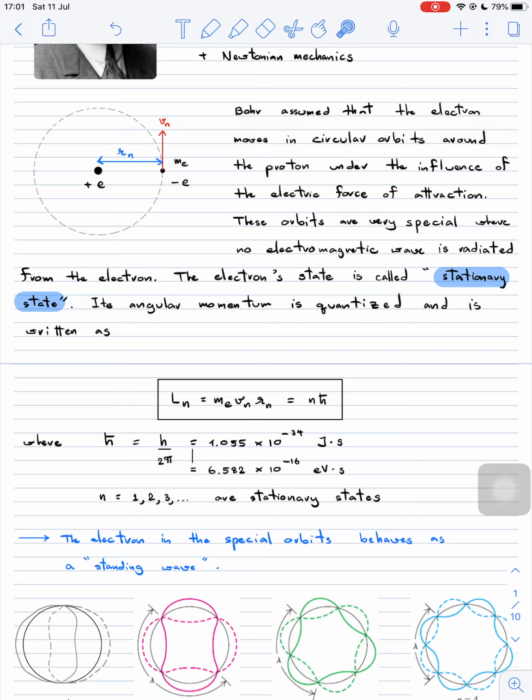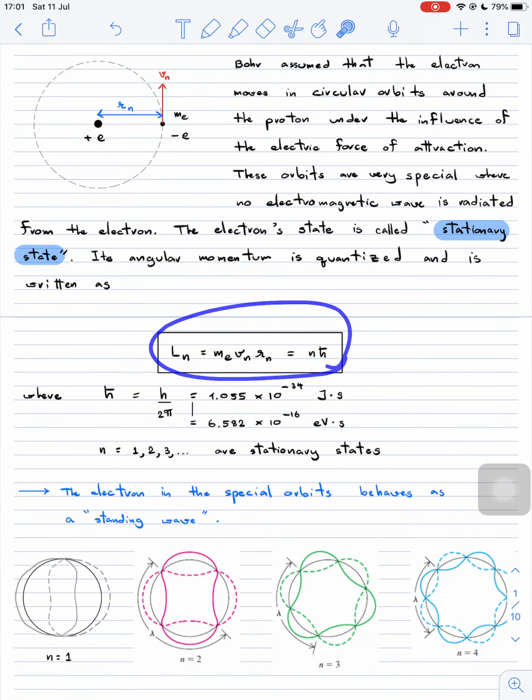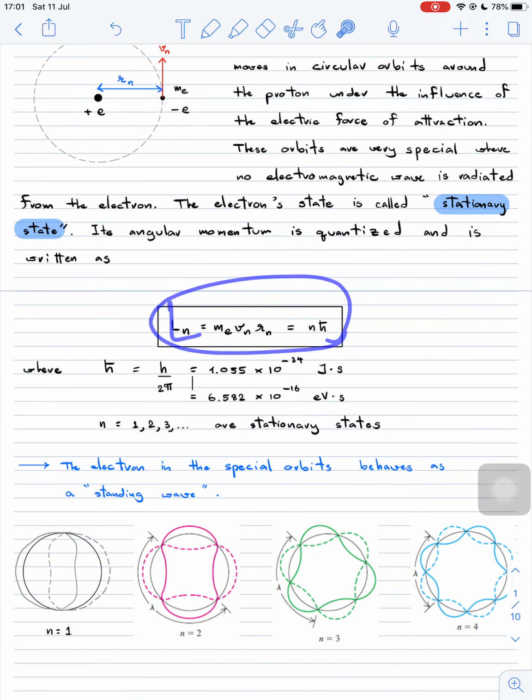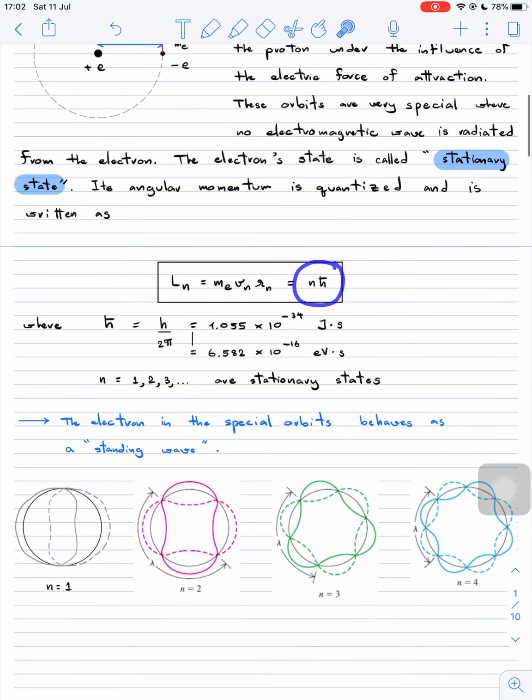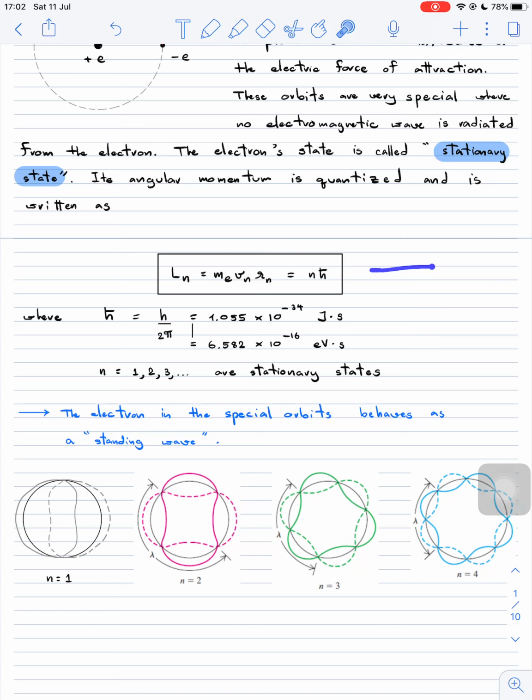So then he assumed that the angular momentum of the electron is quantized. We have seen quantization again, and it is written as this. The angular momentum L, if you remember, equals the momentum times the radius of the circular motion. So the momentum equals m times v, and then times r. It is quantized, so it just equals n times h bar here. I'm going to derive this equation later, so let's use it first.